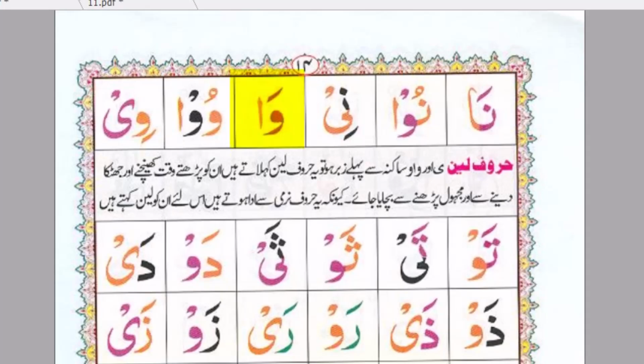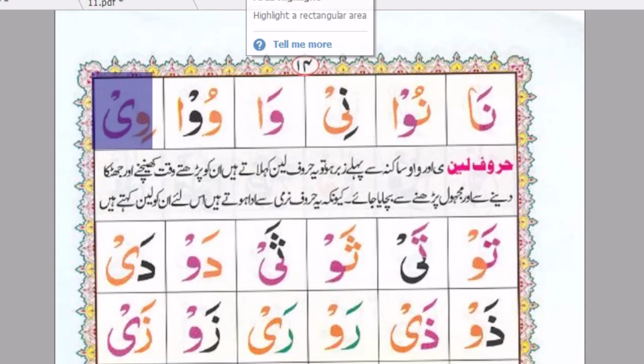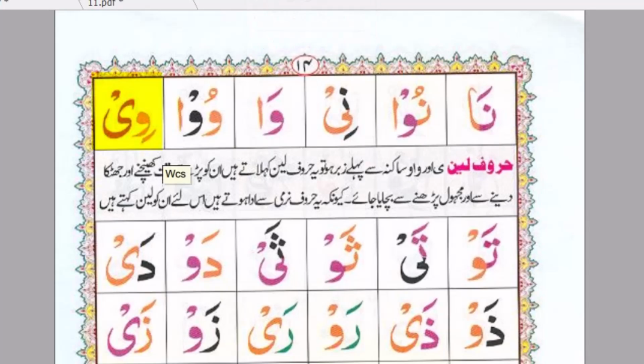Waw Alif Fatha, Wa. Waw Dhamma, Wu. Waw Ya Kasra, Wi. Collectively it will be Wa, Wu, Wi. So that's it for the Madda letters in the 8th chapter.